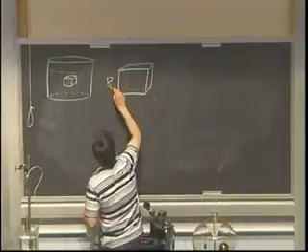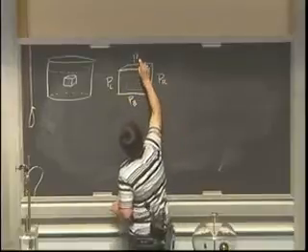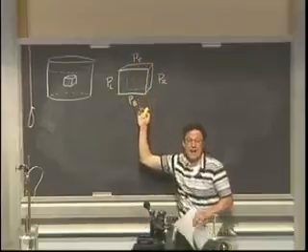So let's call this P left for the pressure over here. Let's call this P right for the pressure over here. We'll call this P bottom. This is P top. There's also going to be a pressure in the front and a pressure in the back, but I'm not going to write that in.